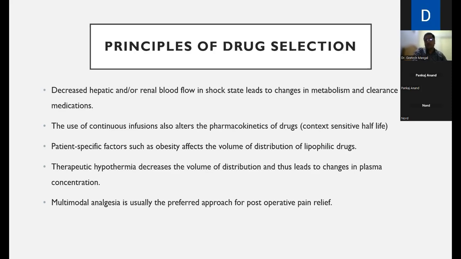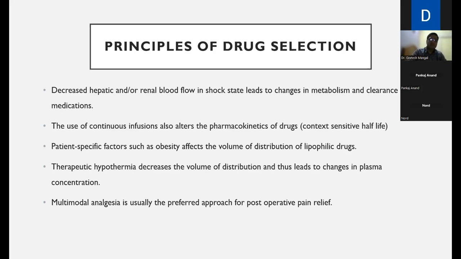So that brings in an important pharmacokinetic principle, that is context-sensitive half-life. If we take the example of the drug fentanyl, which is a commonly used opioid for analgesia, as we use it in a single dose, the T half is around 30 to 60 minutes.